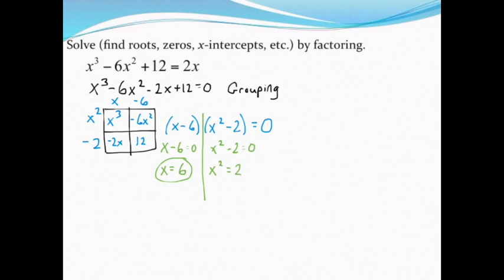And then I need to take a square root. Now, the square root of 2 is not rational. I've never wanted decimals. I still don't want decimals. So leave it as the square root of 2. Simplify it if you can. We can't simplify the square root of 2. So we get 2 answers.